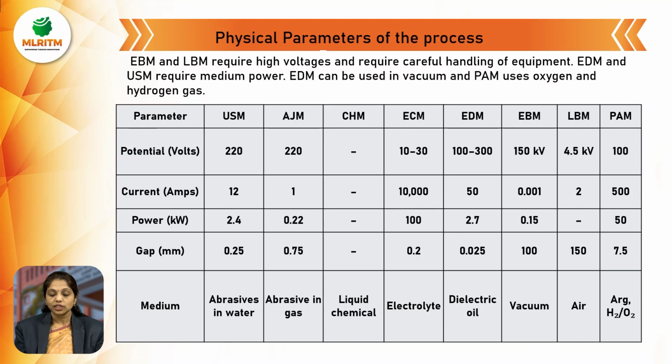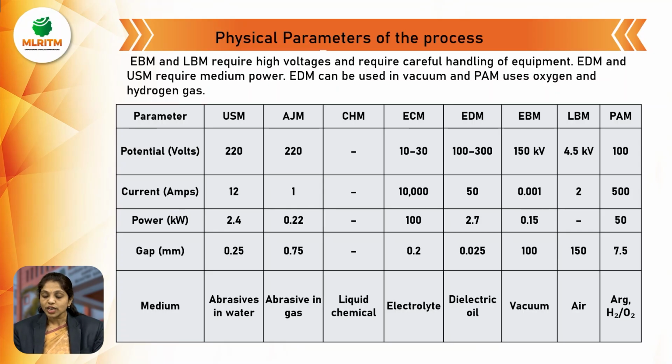Here the voltage utilized is 220, the current will be 12 and power 2.4 kilowatts, and the gap between the tool and the workpiece is 2.25. And here the medium between tool and the workpiece is an abrasive, which is used in the flow of liquid, that is water. Similarly, there are different technologies like abrasive jet machining, chemical machining, electrochemical machining, electro discharge machining, electron beam machining, laser beam machining, and plasma arc machining.